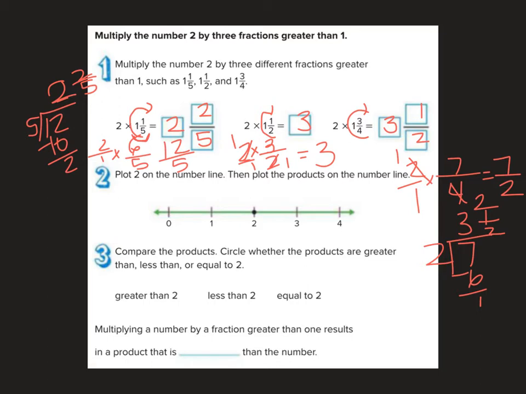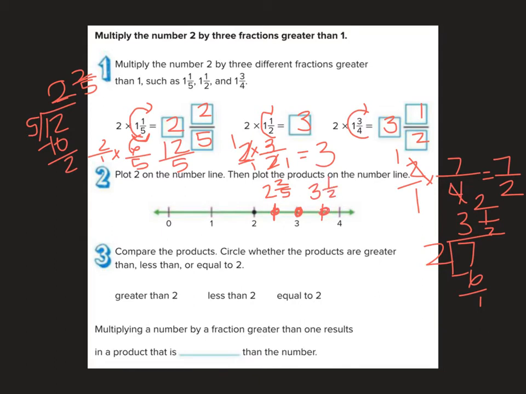So where would 2 and 2/5 be? That would be about 2 1/2, guys. So let's go to 2 1/2. I'm going to call this 2 and 2/5. It should be a little less than 2 1/2. Then I have 2 1/2, 3, and 3 and 1/2 would be right there.